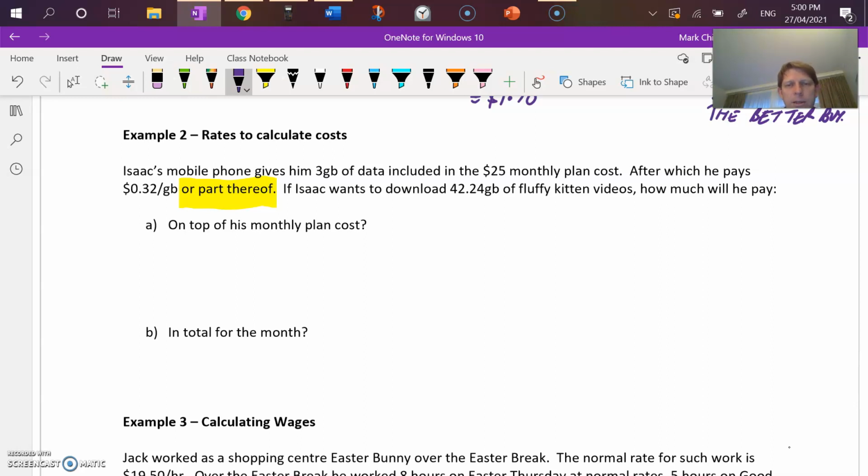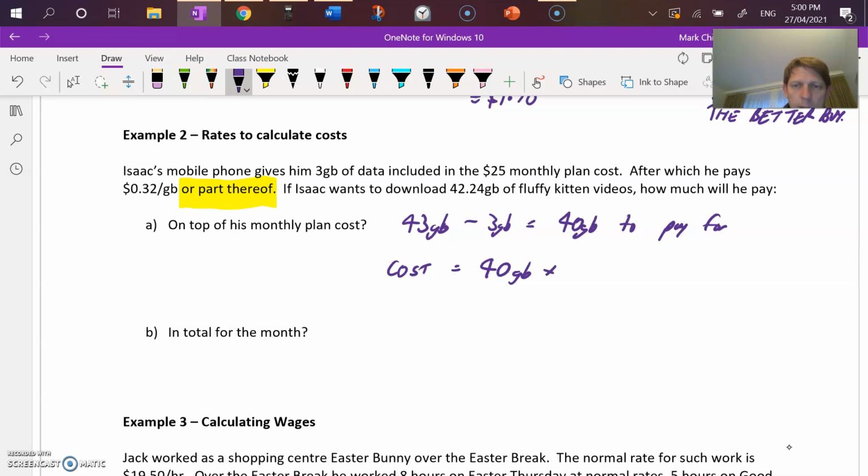So let's just think about how much this is going to cost. Because it's all part thereof, we're working with 43 gigabytes as how much he's going to download. Anything he does over 42, even if it's only slightly over 42 gigabytes, he's going to pay for the whole next gigabyte, because it says 32 cents per gigabyte or part thereof. However, he does get 3 gigabytes included in his plan. So that leaves 40 gigabytes to pay for. So we can look at the cost: that's 40 gigabytes times 32 cents per gigabyte.